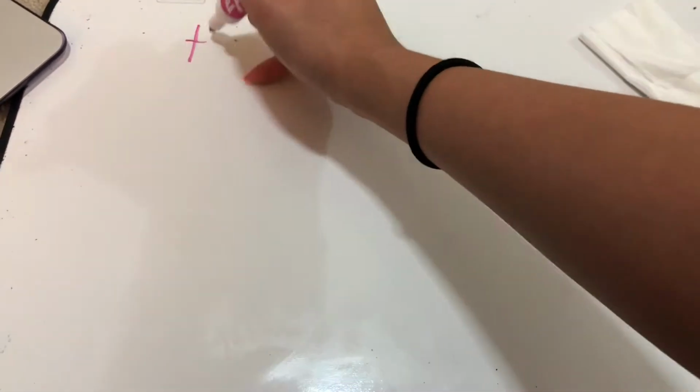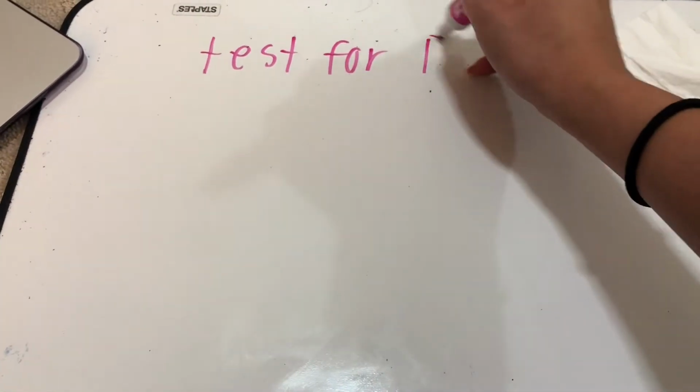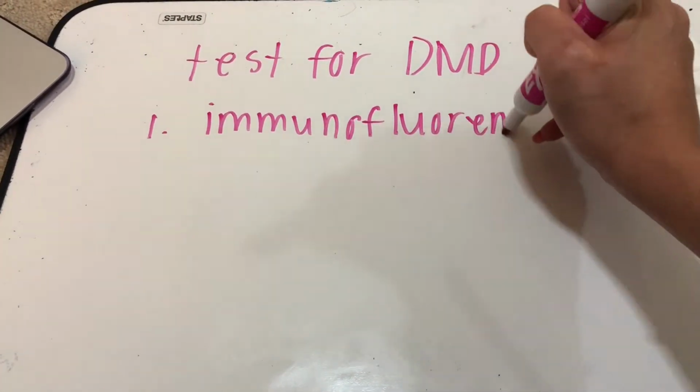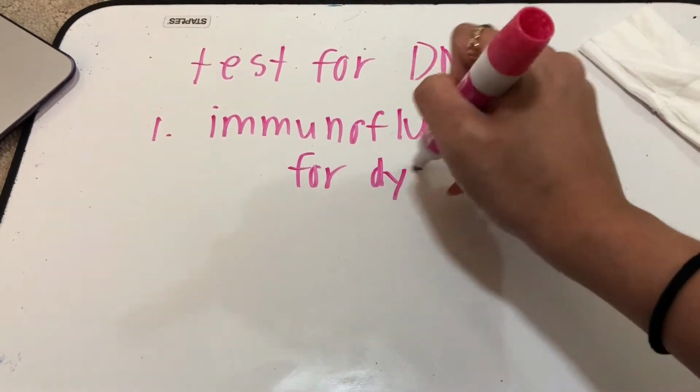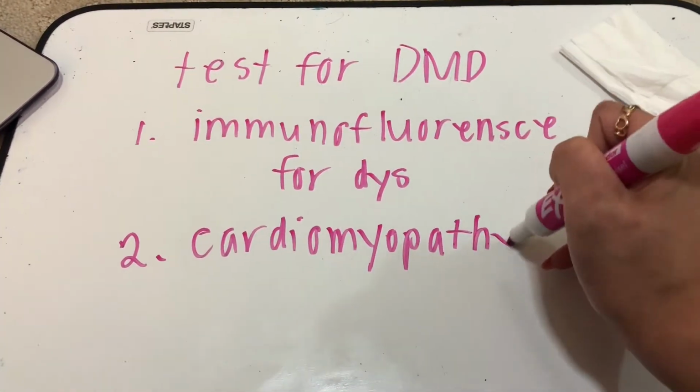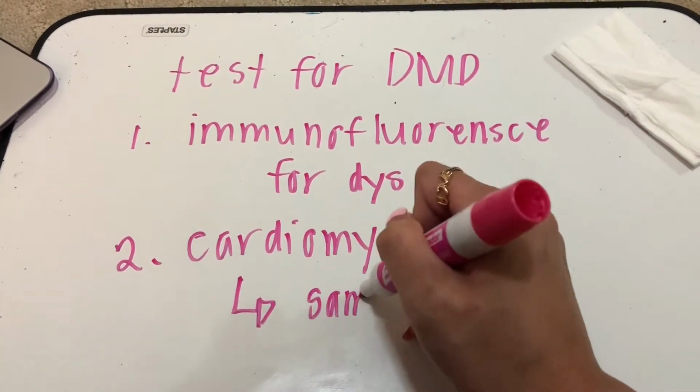Then, the rabbits were tested for signs of Duchenne muscular dystrophy through tests of immunofluorescence for the dystrophin protein, and they also wanted to test if there is occurrence of cardiomyopathy in rabbits, the same as in human patients.